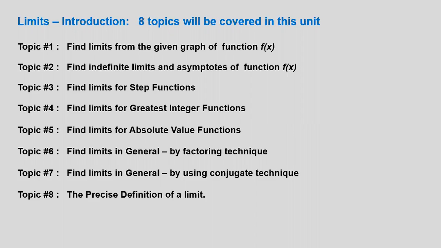Okay, then topic number 7, that's video number 7. I'm going to show you how to find the limit using a very special technique, which is using the conjugate. This is typical for functions where you have square roots in the denominator. How do you resolve the 0 over 0 situation again? By using the conjugate, which is a very helpful technique here.